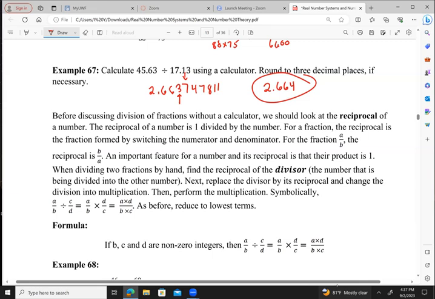When dividing two fractions by hand, find the reciprocal of the divisor, the number that's being divided into the other number, or in the standard form, the second number. Next, replace the divisor by its reciprocal and change division into multiplication. Then perform the multiplication. So as I said, A over B divided by C over D is equivalent to A over B times D over C. And that is our formula.